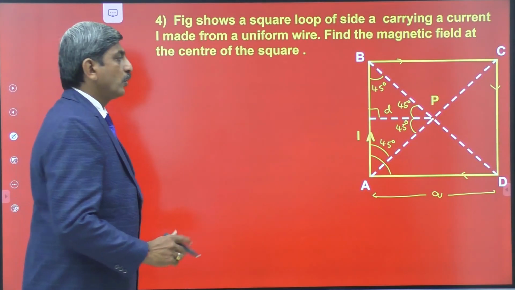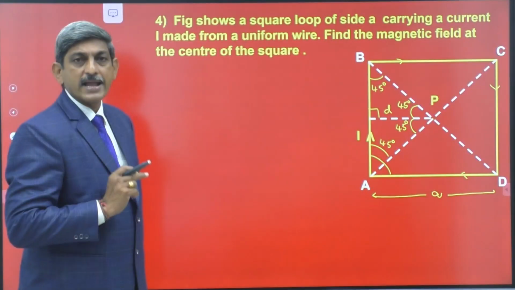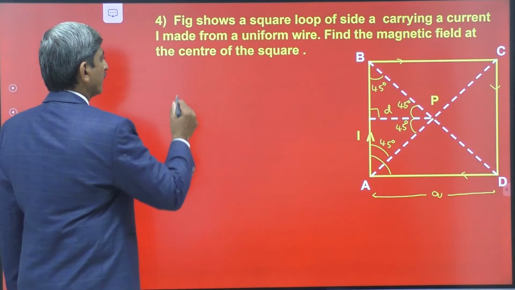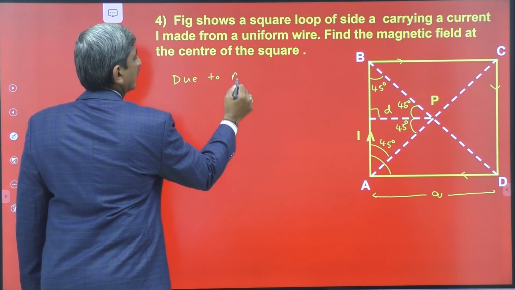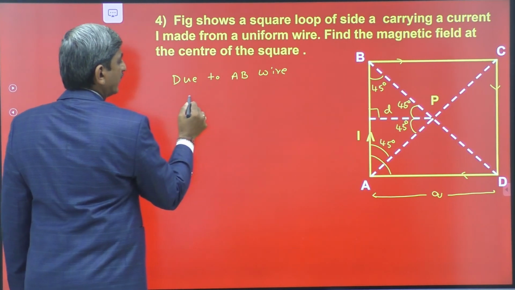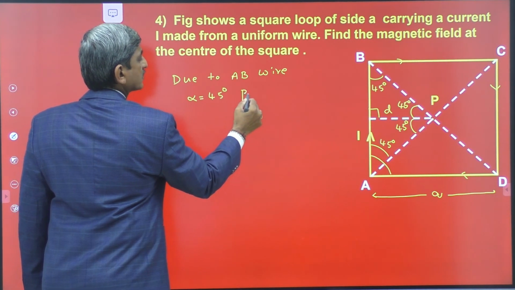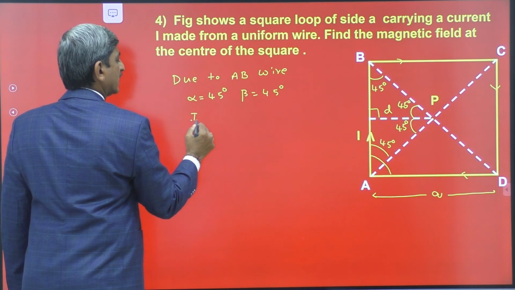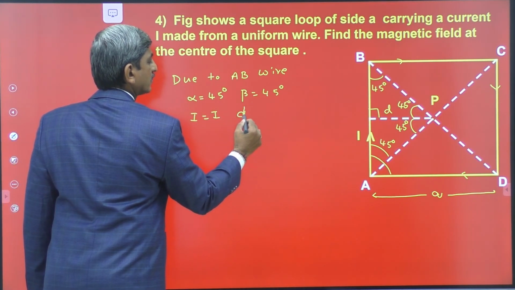That's why, knowing the perpendicular distance and the elevated angles, first of all I am going to determine the magnetic field produced by the AB wire by using the general formula. Okay? Due to AB wire, here what is alpha? Alpha is equal to 45 degrees and beta is also equal to 45 degrees. And here the current I is equal to I and the perpendicular distance D is equal to how much?